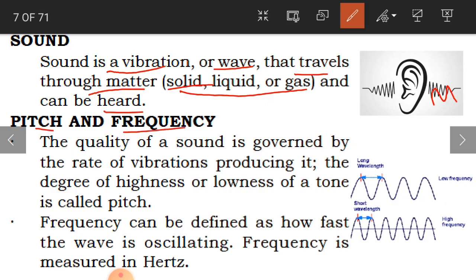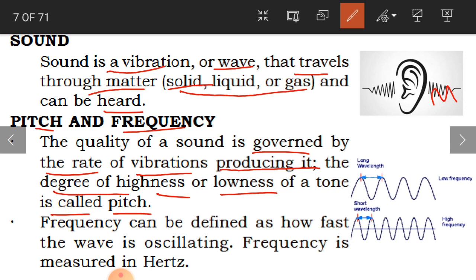And what are pitch and frequency? The quality of sound is governed by the rate of vibrations producing it. So the degree of highness or lowness of a tone is called pitch. You have this in the remote controls for your TV, music systems, phones, telephones and computers, wherever you would like to increase or decrease the volume. There are also some effects on the quality of the sound.